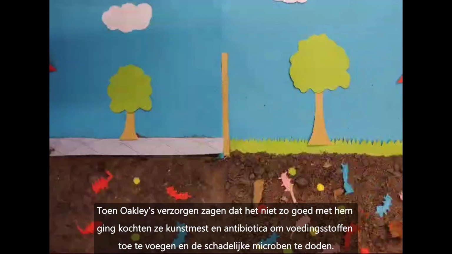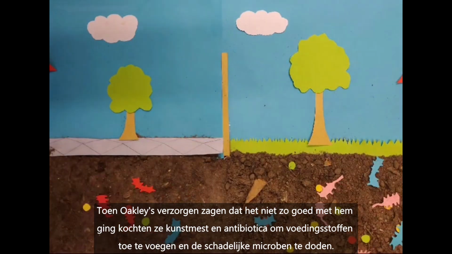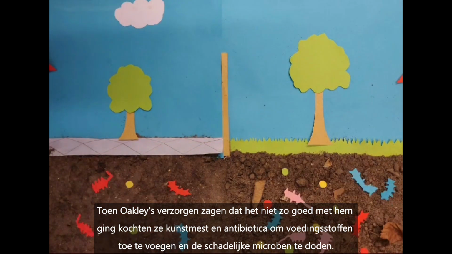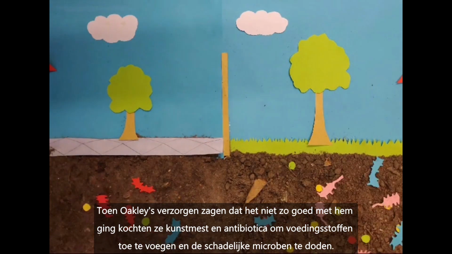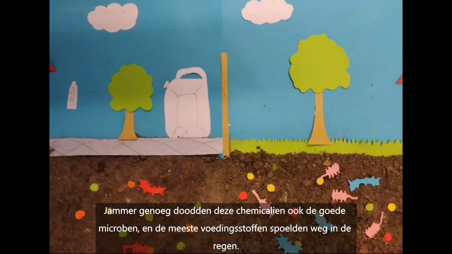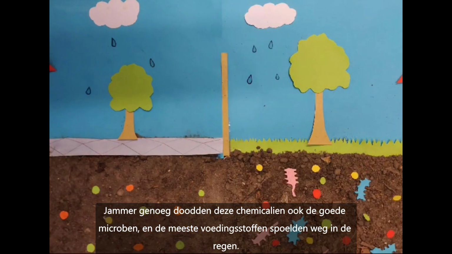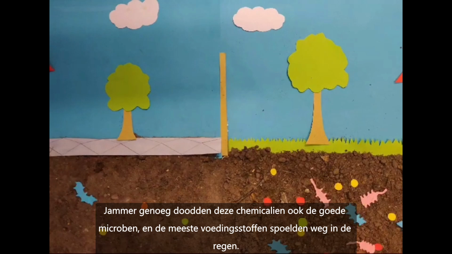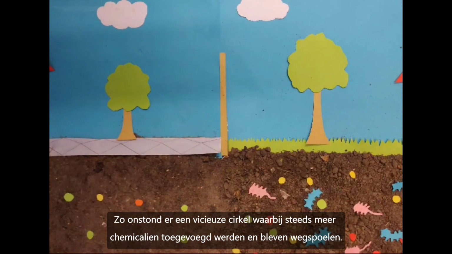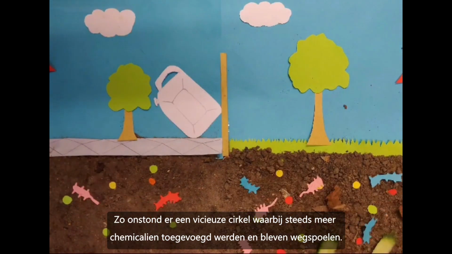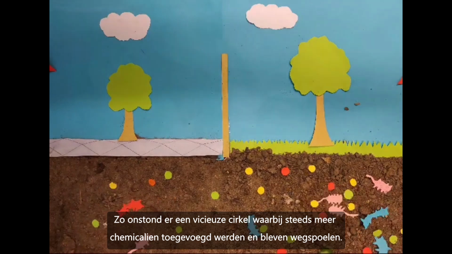When Oakley's caretakers noticed he wasn't doing so well, they bought fertilizers and antibiotics to add nutrients to the soil and kill the harmful microbes. Unfortunately, these harmful chemicals also killed most of the good microbes, and most of the nutrients washed away in the rain. They ended up in a vicious cycle of having to add more chemicals and more fertilizer that just kept washing away.